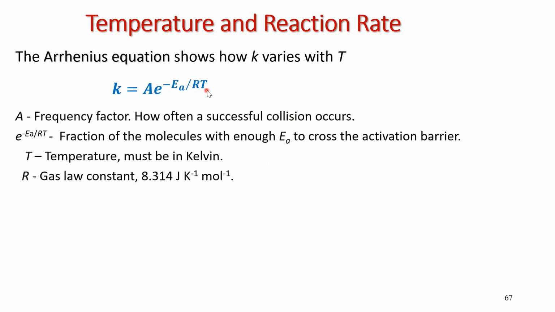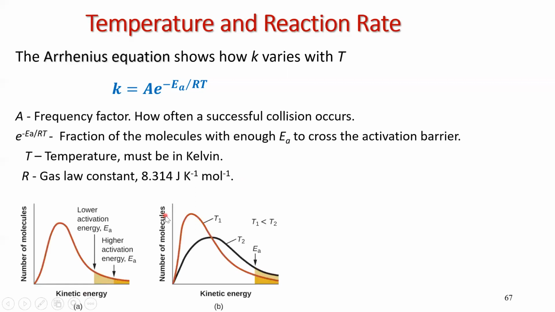This e to the negative Ea over RT tells us the fraction of molecules that have enough energy to overcome that activation energy so that the reaction can actually take place. Now, when we calculate this fraction of molecules that have enough energy to react, we need to know what the temperature is, and we need to know what R is. Because we're dealing with energies, our R value for these kinds of problems is 8.314 joules per mole Kelvin. So if the temperature goes up, the effectiveness of the collisions increases because more particles have enough energy to actually react to produce product.